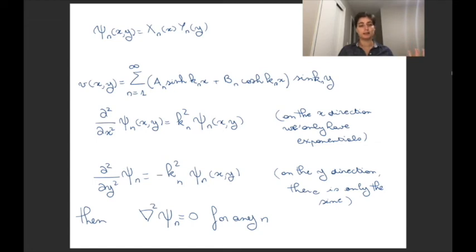So psi n, if you take the second derivative with respect to x of psi n, you retrieve kn squared. So on the x direction, you notice that we only have exponentials, and exponentials have this property that the derivative of exponential just spits out the coefficient of the exponent, while the second derivative with respect to y spits out a negative kn squared, because on the y direction there are only the sine, and that gives us a negative sign of the second derivative. So indeed, for every single psi n, the Laplace equation equal to 0 is satisfied.